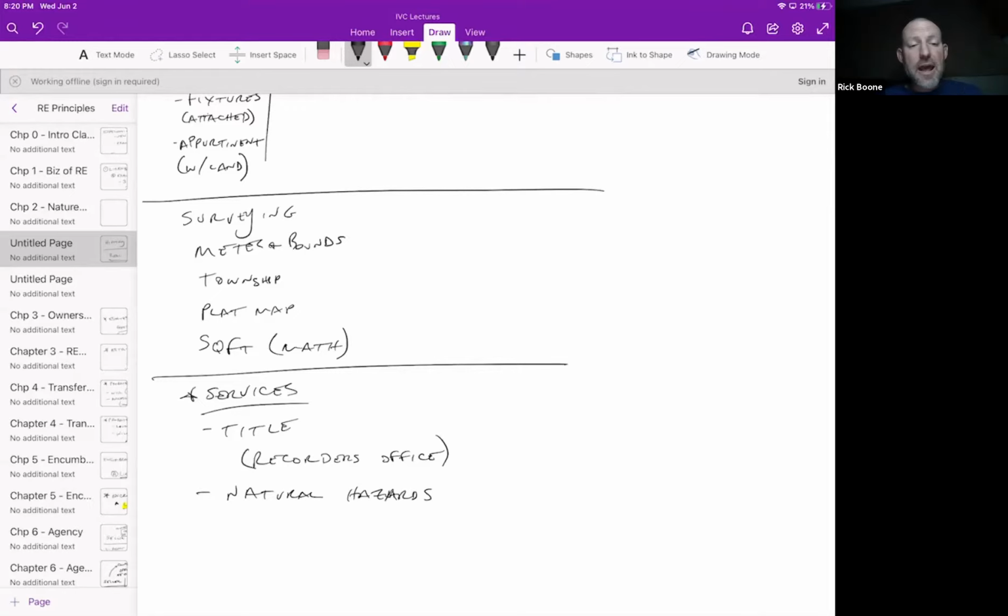I don't want to talk about it now, but the idea is in real life, you have a lot of services that are helping you in a transaction. You don't have to know everything about a property, but you do have to know how to find the information, if that makes sense.